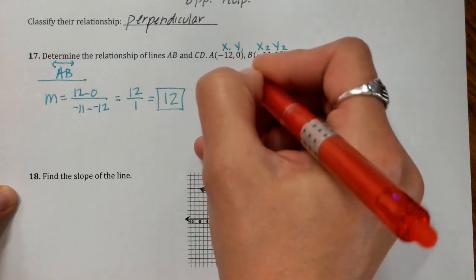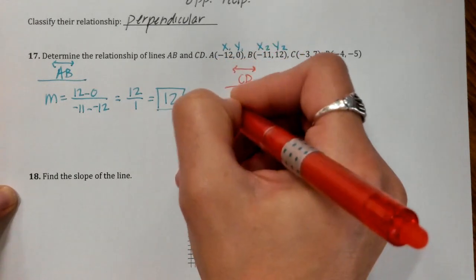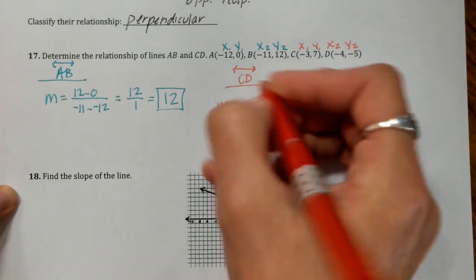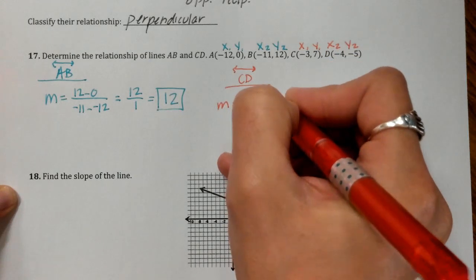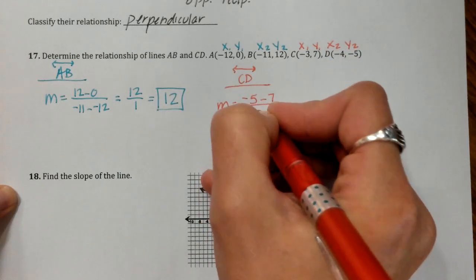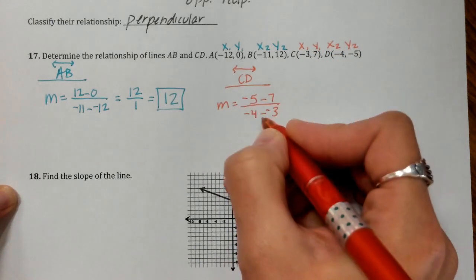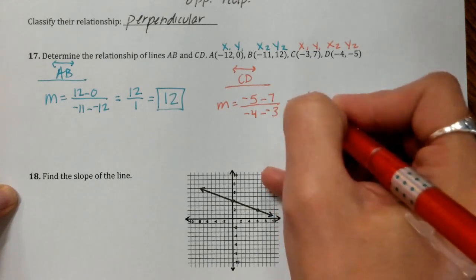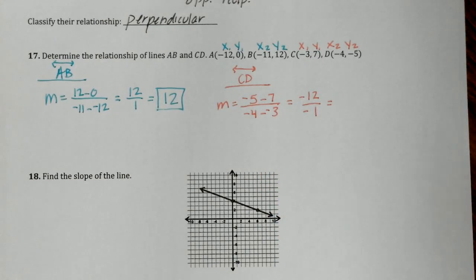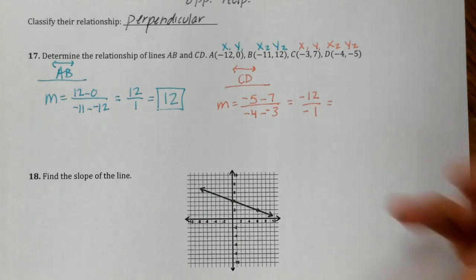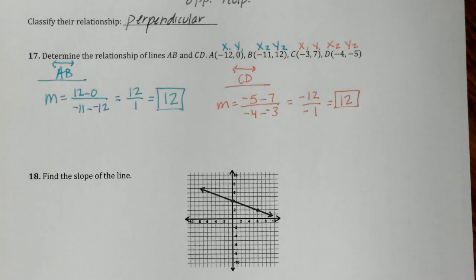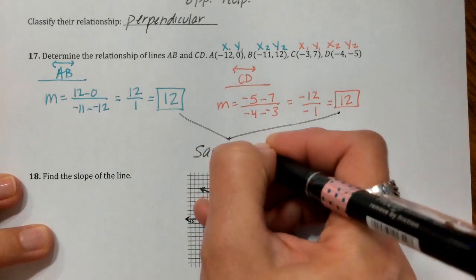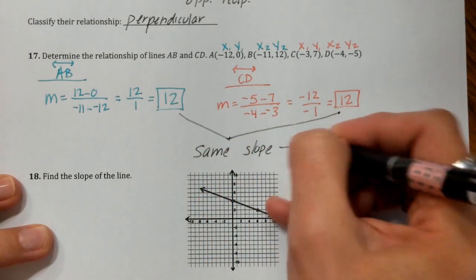All right, line CD. Right here, x1s and y1s down here. y2, negative 5, minus y1, 7, all over x2, negative 4, minus x1, negative 3. So again, minus negative. This will end up coming out to a negative 12 over a negative 1. Again, the 12 divided by 1 is going to give you 12, and we have the negative and negative canceling, giving us a positive 12. So here, comparing these, we're going to have the same slope. So we have parallel lines.